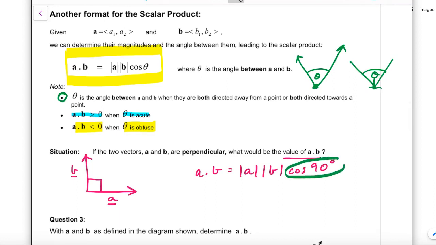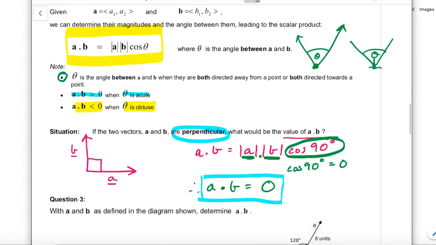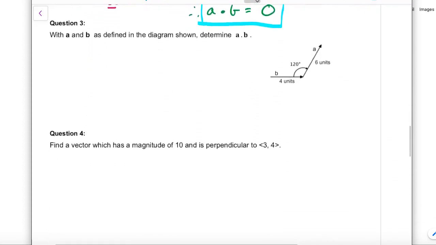But using our knowledge, cos of 90 degrees equals 0, which means we're going to have a number multiplied by a number multiplied by 0. Therefore, the scalar product between these two vectors is equivalent to 0. So when they are perpendicular, the scalar product value is 0. That's a really nice point to keep handy. So let's see this format of the scalar product in action.